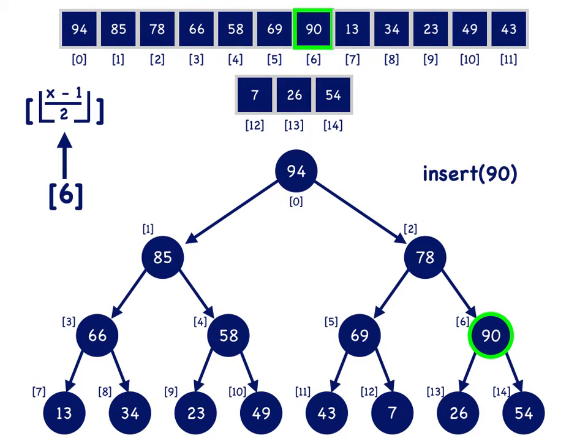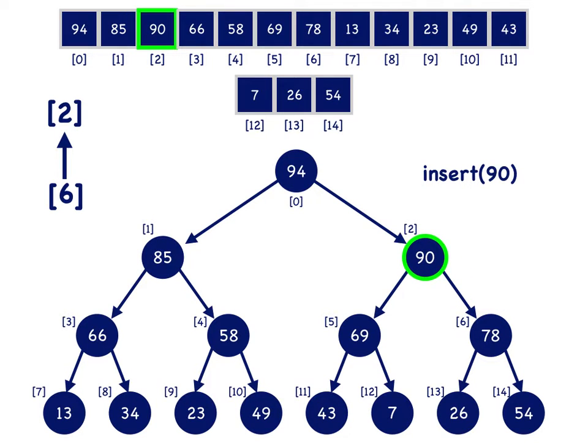All right, now our current child index is 6, and we need to determine the new parent. Well, now we're going to take 6 and plug it into the formula. 6 minus 1 is 5. 5 divided by 2, 2.5. What's the largest integer less than or equal to 2.5? 2. So now we need to compare 90 to the value at index 2, which is 78. Once again, 90 is larger, so we swap.